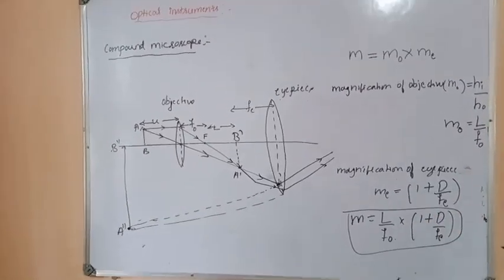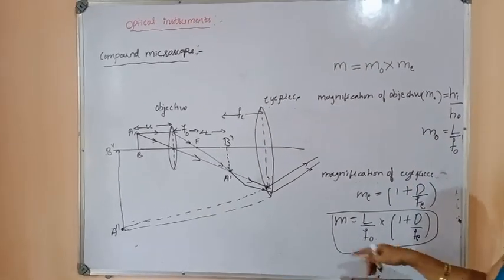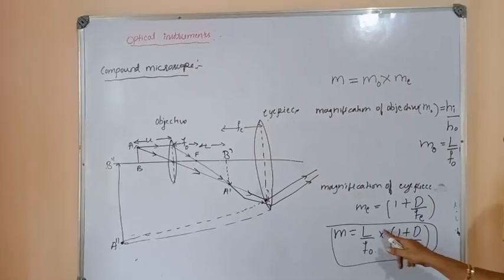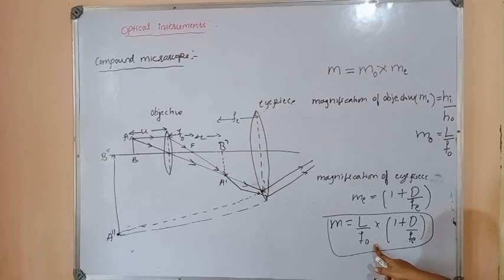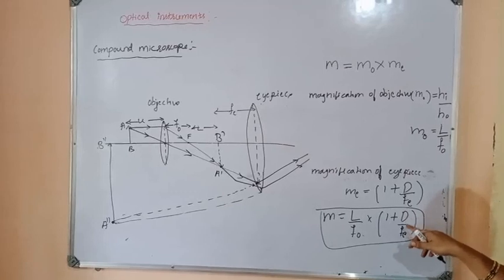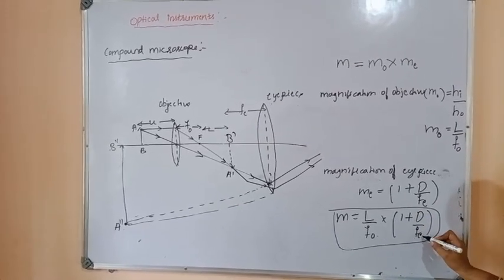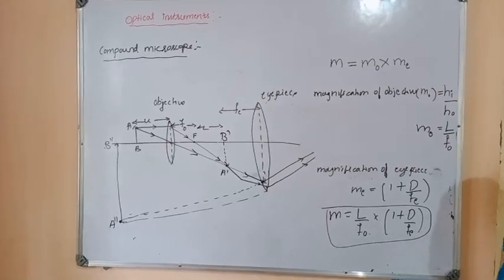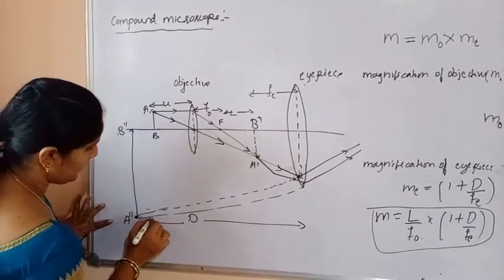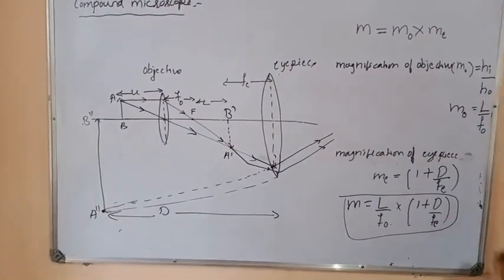This is the expression for the magnification of the compound microscope. That is M is equal to L by F0 into 1 plus D by Fe. Here L is the tube length, F0 is the focal length of the objective, D is the distance of distinct vision, the nearest point, and Fe is the focal length of the eyepiece.